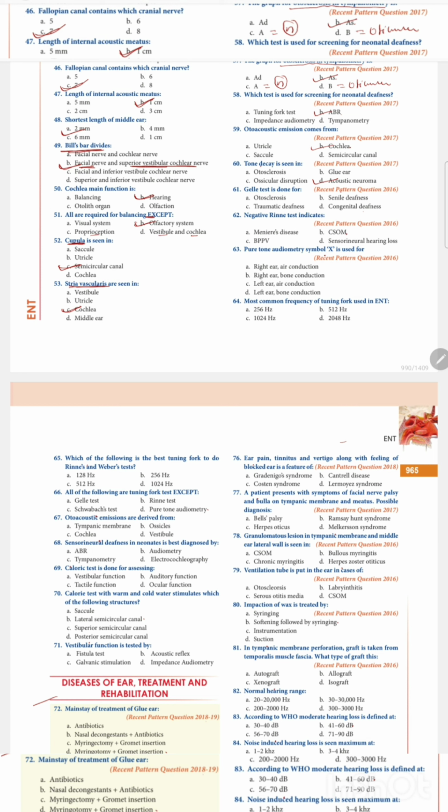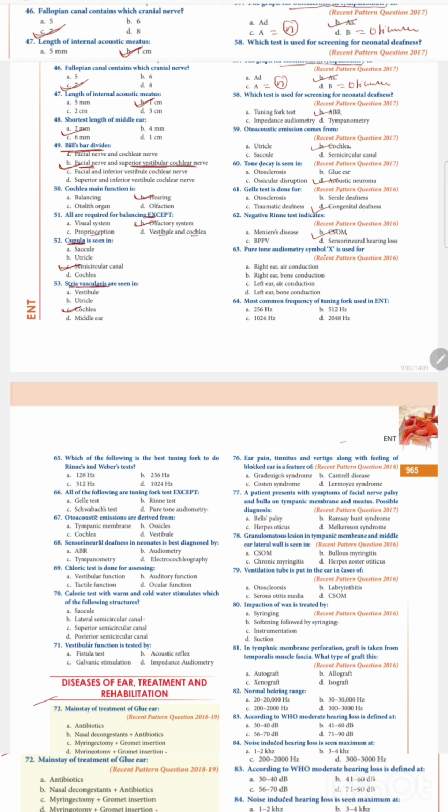Gelle test is done for which one? Otosclerosis, senile deafness, traumatic deafness, congenital deafness. Congenital deafness is the answer for the Gelle test. Negative Rinne test indicates which one is correct? Meniere's disease, CSOM, BPPV, sensorineural hearing loss, CSOM.